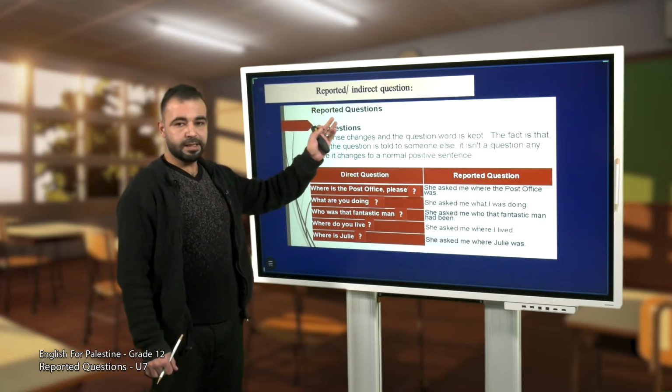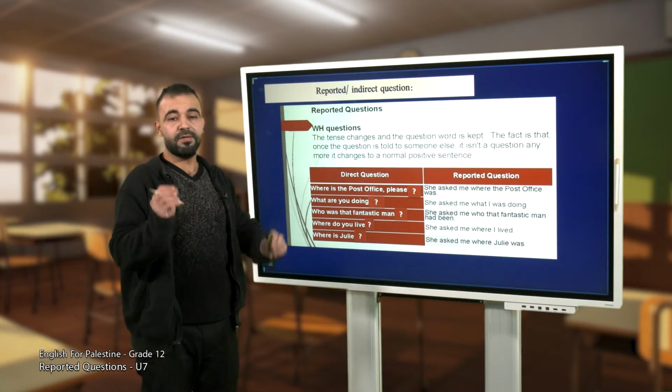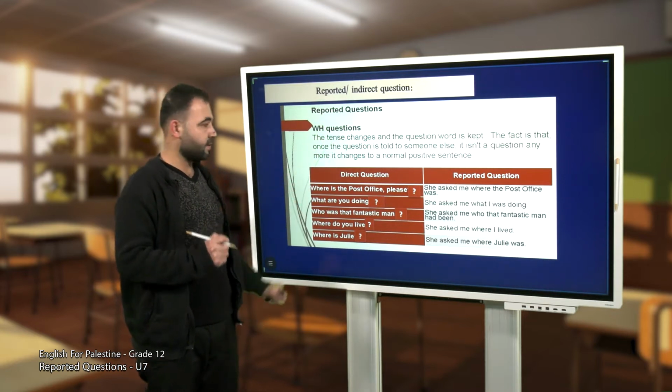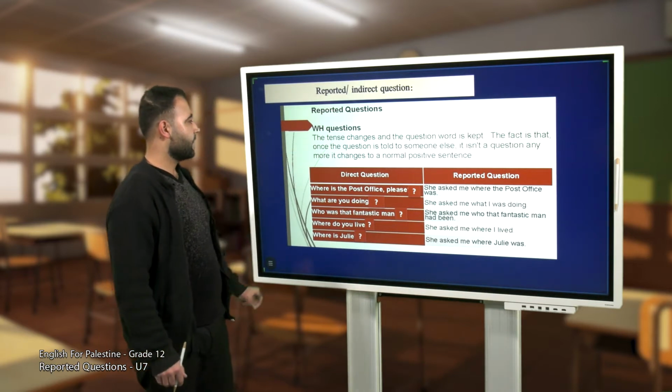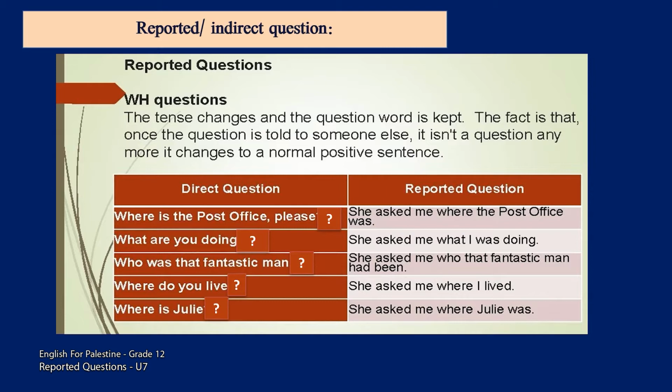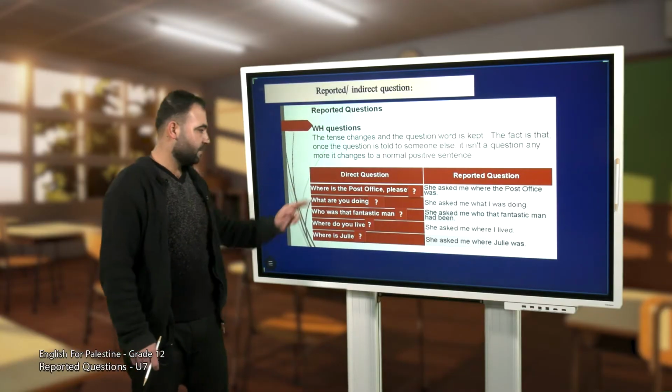Reported indirect questions. You know that we have two types of questions: WH questions and yes-no questions. In WH questions, the tense changes and the question word is kept. The fact is that once the question is told to someone else, it isn't a question anymore. It changes to a normal positive sentence. Okay, let's begin with this table.